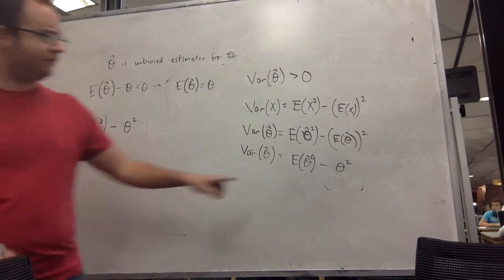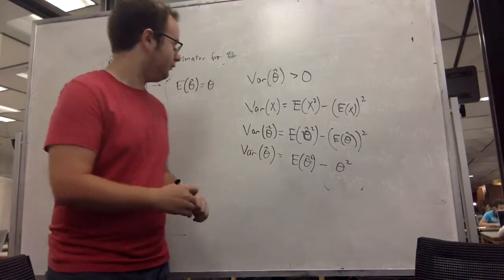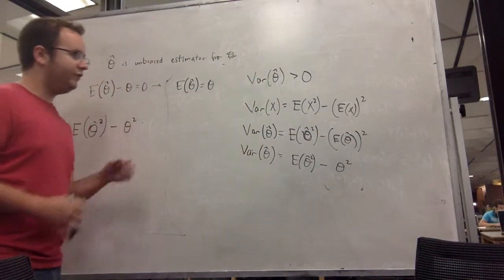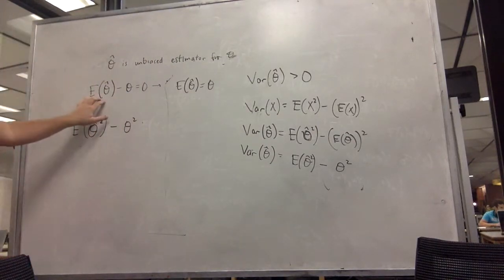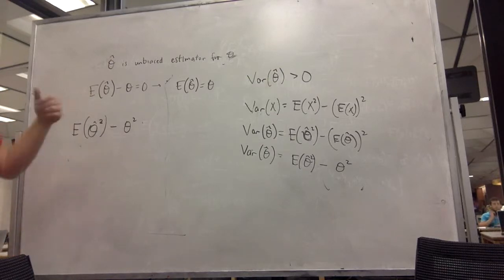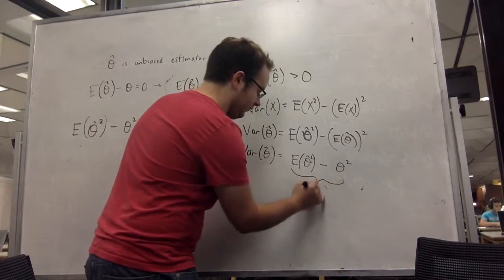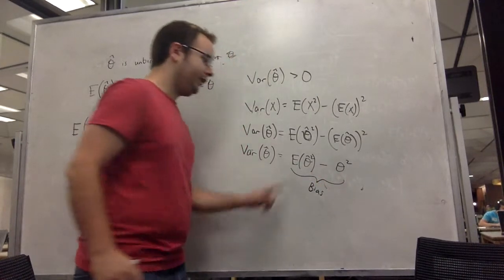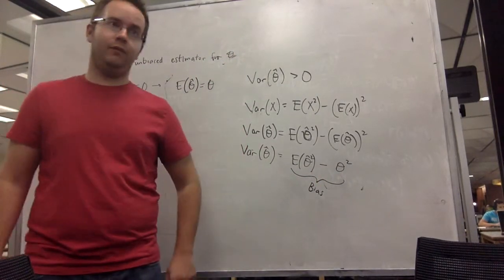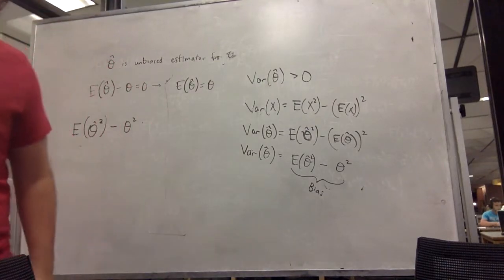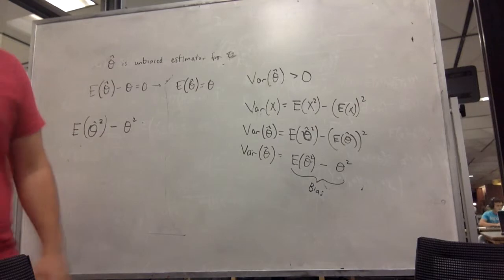What is this? What does this represent? What does the expected value of something minus the thing it's trying to estimate give you? The bias. This is the bias. But what do we know about this? We want to show that it's biased, not unbiased, right? Show that it is not an unbiased estimator.